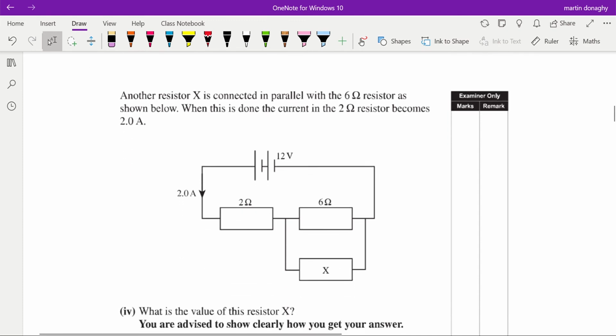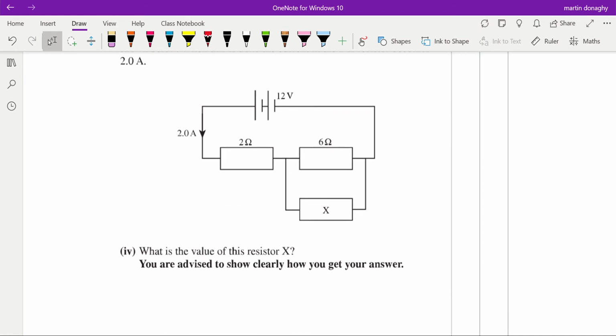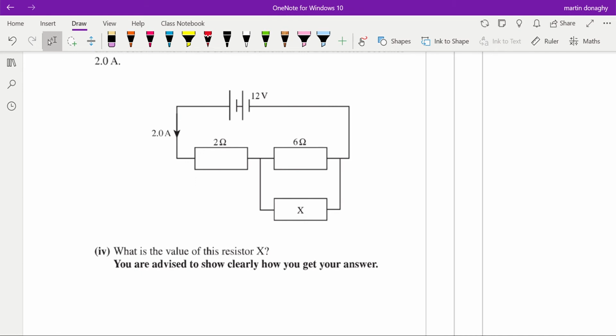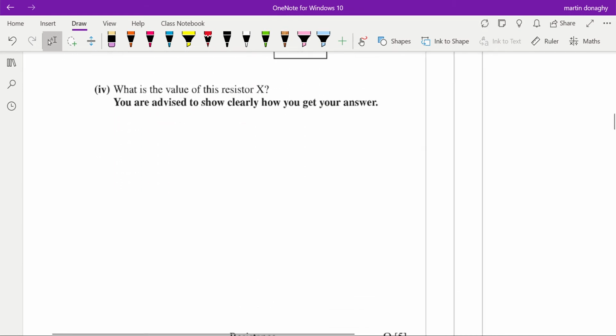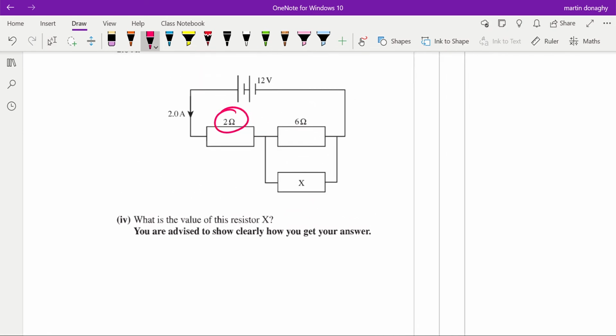Another resistor is then connected in parallel with the 6 ohm resistor shown below. When this is done, the current in the 2 ohm resistor becomes 2 amps. What is the value of this resistor X? Show clearly how you get your answer. Tricky enough question this, only worth 5 marks as well. Where do I start? Where do I have information? I know this is 2 and this is 2, so V equals IR, V equals 2 times 2, so there's 4 volts here.